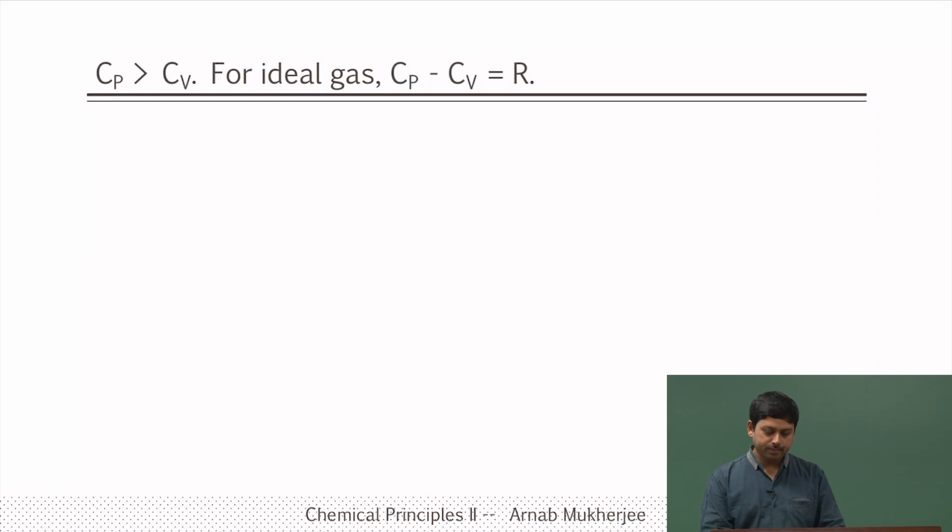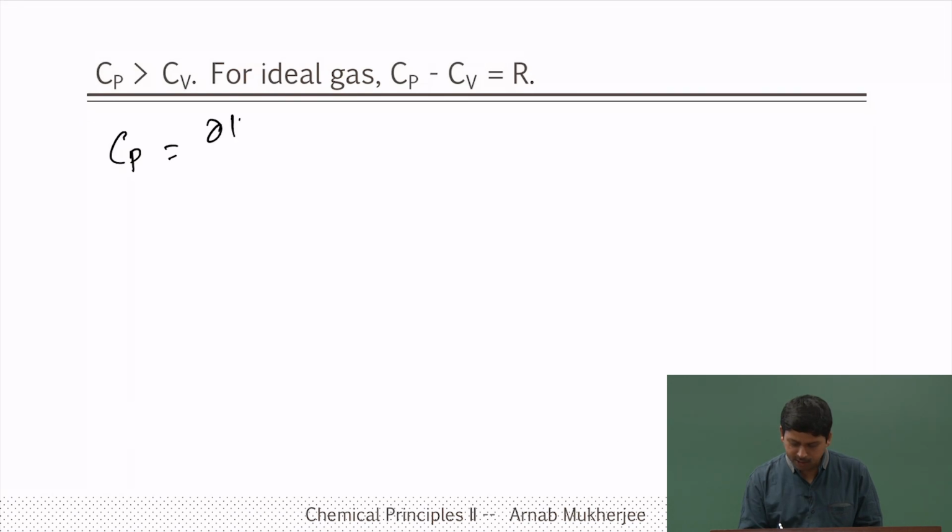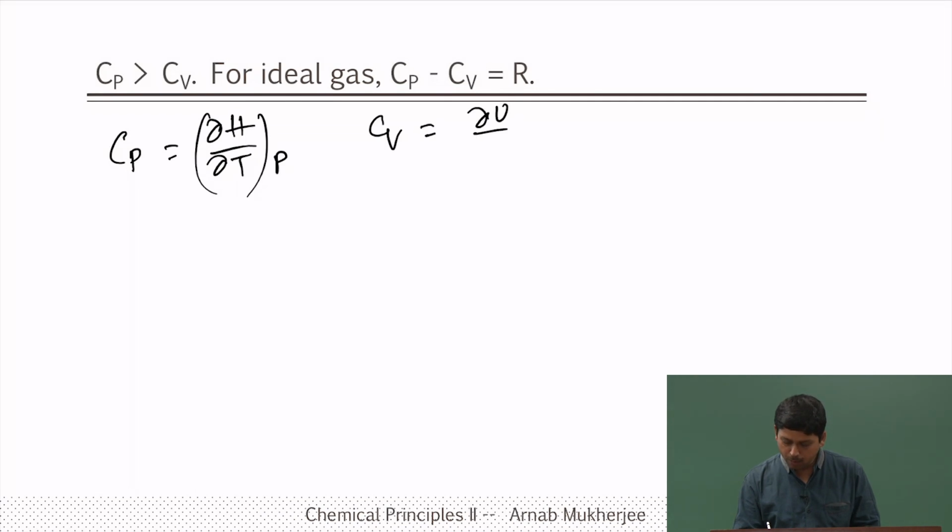Now, how do we do that? That is the question. That is a very nice derivation that we are going to do. So, Cp by definition is del H by del T at a constant pressure, and what is Cv? Del U by del T at a constant volume.